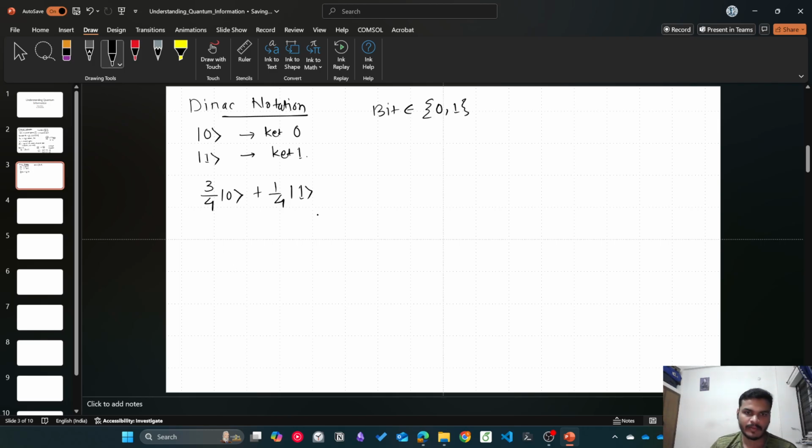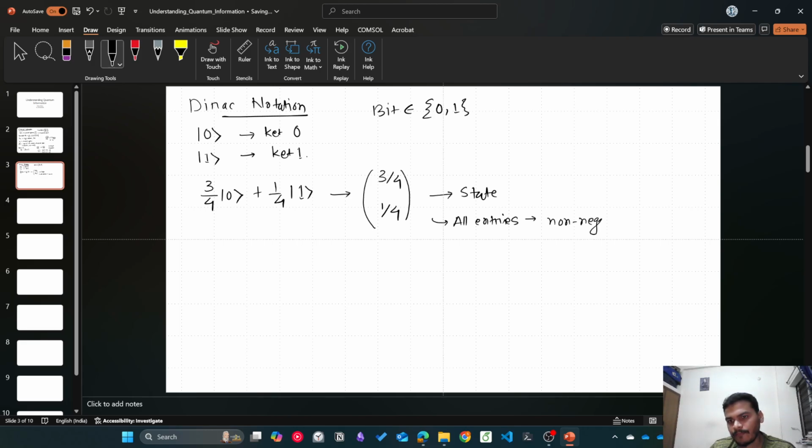So our probability vector can also be represented as a column vector like this, 3/4, 1/4, and we call it a probabilistic state. And the rule that this column vector should follow is that all entries of this column vector should be non-negative real numbers, and this should sum up to 1.